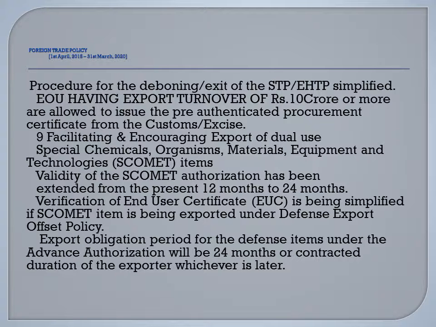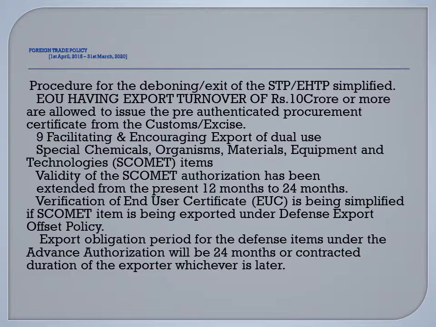Procedure for debonding or exit of STP, EHTP has been simplified. EOUs having export turnover of rupees 10 crore or more are allowed to issue the pre-authenticated procurement certificates from the Customs Excise.